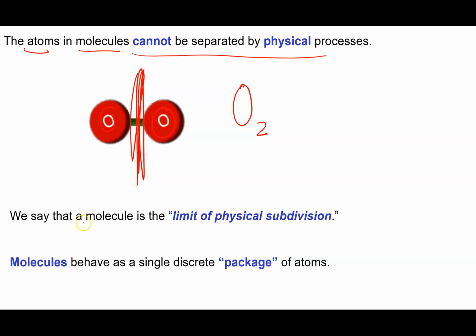Sometimes you'll hear people describe a molecule as being the limit of physical subdivision. You can't break a sample of matter down into smaller units without breaking chemical bonds. So in a hand-waving colloquial sense, molecules behave as a single discrete package of atoms, right? They're just a little bundle of atoms.